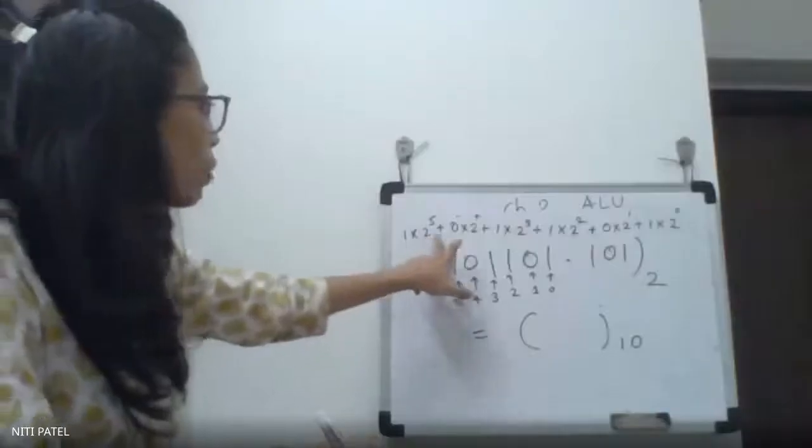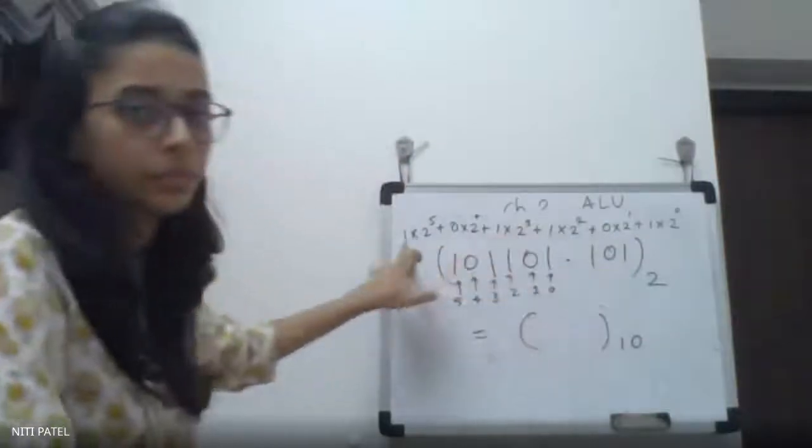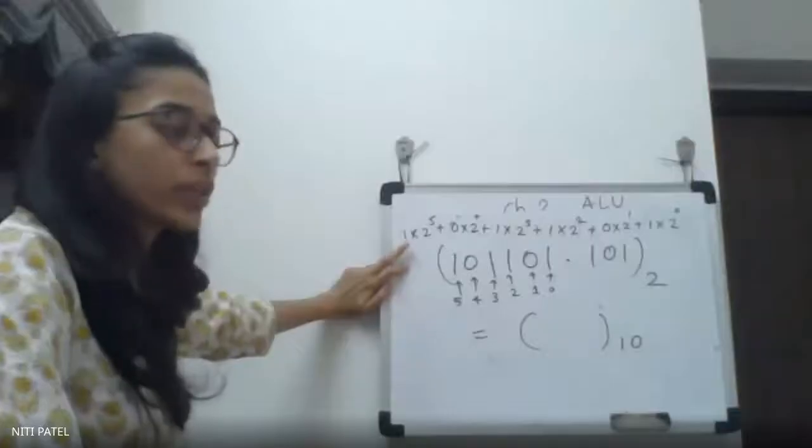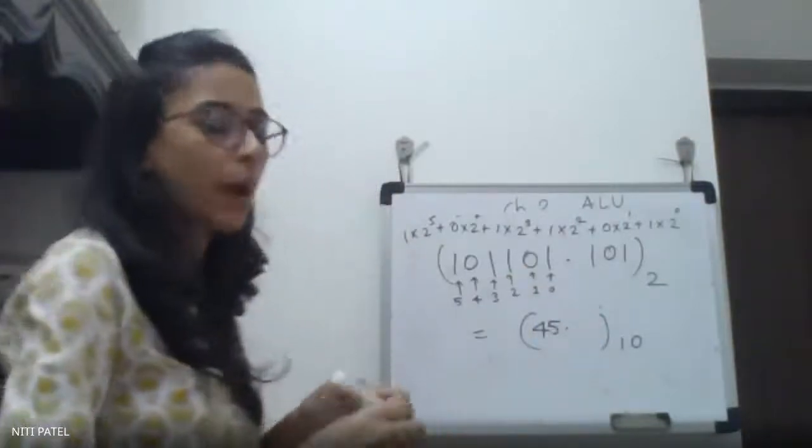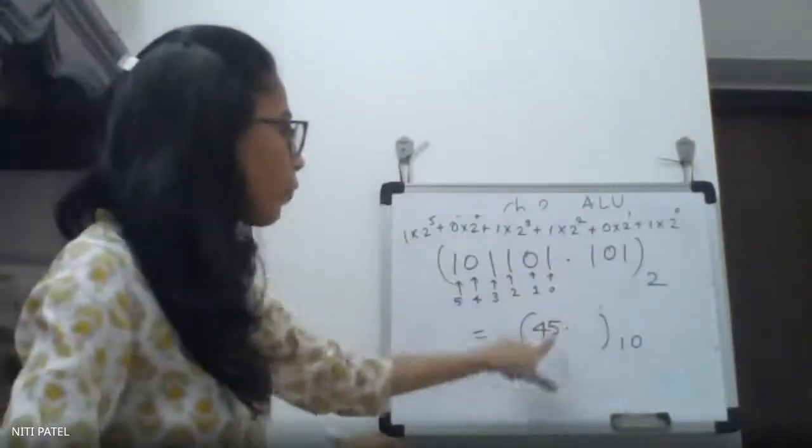What do you get after you calculate this? 1 into 2 raised to 5. What is the value? Ma'am, the decimal part is 45. Okay, only before the point. Yes, the part before the point is 45.